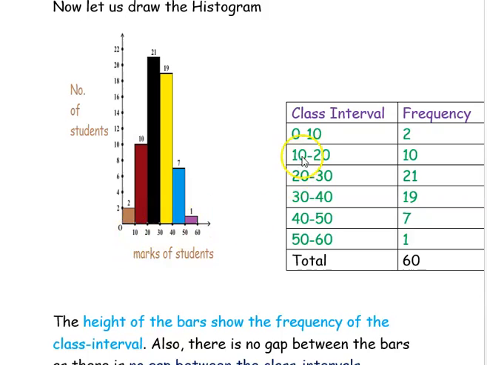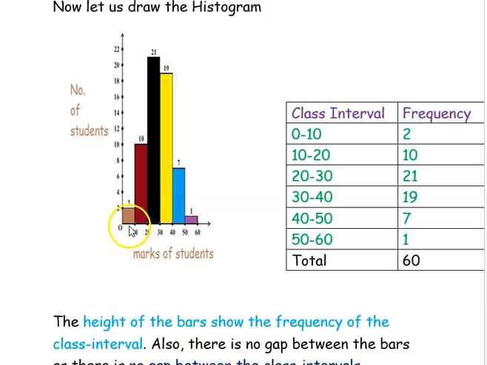Now I am going to mark the graph. 0 to 10 is the first class interval and the frequency is 2. So, in the 0 to 10 class interval, I have marked the frequency 2 here. The next class interval is 10 to 20, and the frequency is 10. Similarly, the third class interval is 20 to 30 and the frequency is 21. For the next class interval, 30 to 40, the frequency is 19. Then 40 to 50, it is 7. And then 50 to 60, it is 1. So, I have marked all the given table data in the graph.